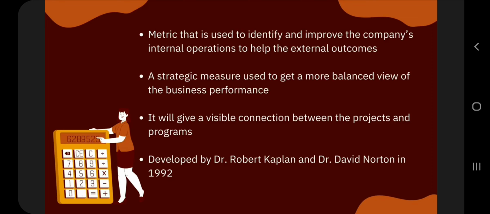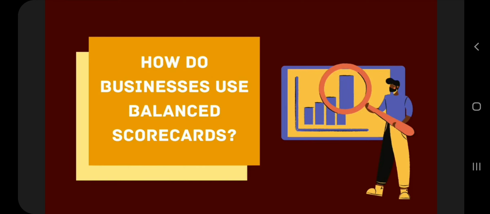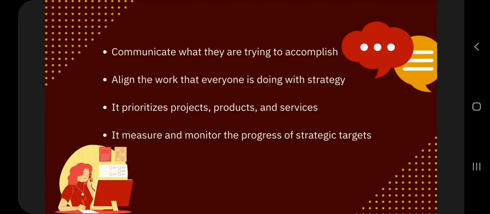The Balanced Scorecard was developed by Dr. Robert Kaplan and Dr. David Norton in 1992. How do businesses use the Balanced Scorecard? First, they use it to communicate what they're trying to accomplish. Second, to see if the strategy is aligned to everyone's work on a day-to-day basis. Next, they use the Balanced Scorecard in prioritizing projects, products, and services. Lastly, it is used to monitor the progress toward a strategic target.